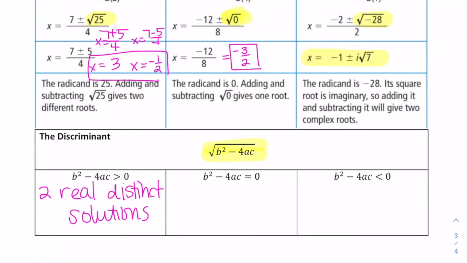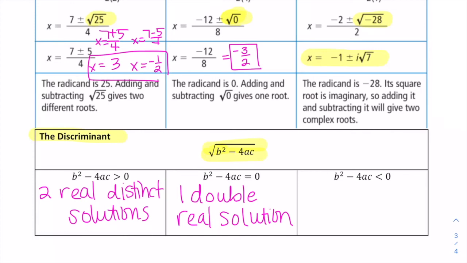If that discriminant equals 0, then we're going to have one double real root or solution. And you can tell on the graph it touches the x-axis once.